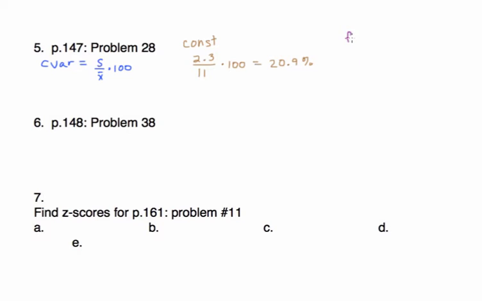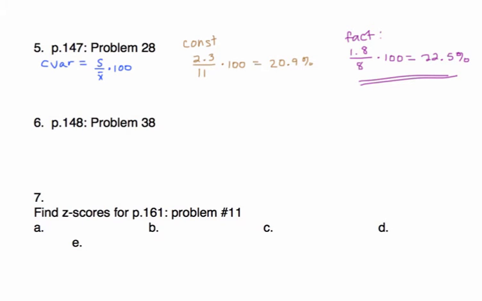Factory workers, days missed. Again, use your formula. S divided by X bar times 100. S, standard deviation, is 1.8. X bar, mean, was 8, times 100 to turn it into a percent. I plug that into my calculator, round it to the nearest tenth of a percent, 22.5%. Which was more variable? The factory worker had a higher percentage, so they're more variable.